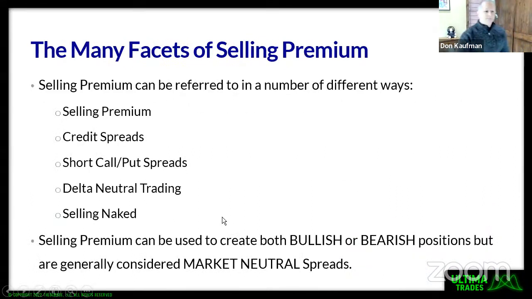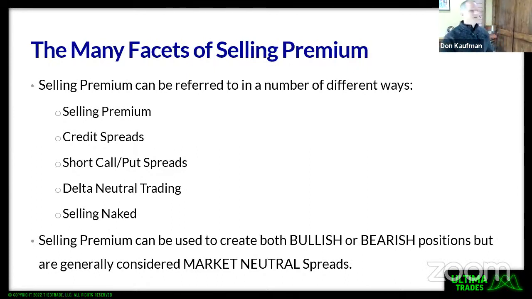Let's dive right in. There's a lot of different facets of selling premium. Some of you have heard this terminology before, selling premium. What does selling premium mean? It means selling options. But selling premium could be called credit spreads. People talk about bull call spreads and bear call spreads and bull put spreads and bear put spreads. Listen, credit spreads, short call spreads, short put spreads, delta neutral.